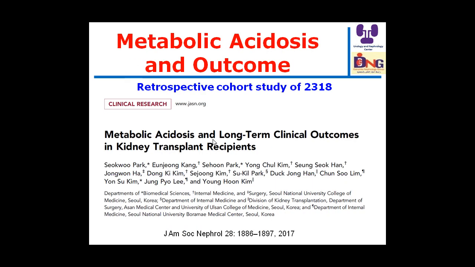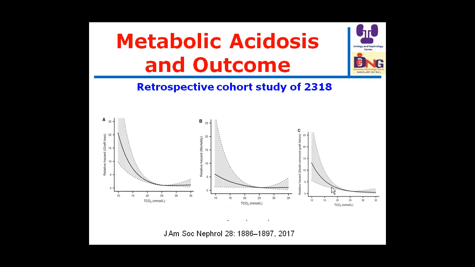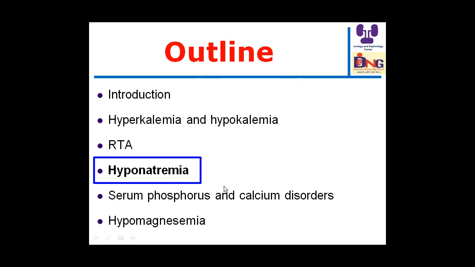We should be careful about this and keep in mind that metabolic acidosis is prevalent, as shown in this retrospective cohort. The black color here reveals the percentage of patients with low serum bicarb, so it is prevalent. And the most important point, the bad news, is that the presence of metabolic acidosis is associated with increased hazards of graft failure, mortality, and death-censored graft loss. So here, if the serum bicarb is low, the hazards increase significantly. So metabolic acidosis is bad news in transplantation.